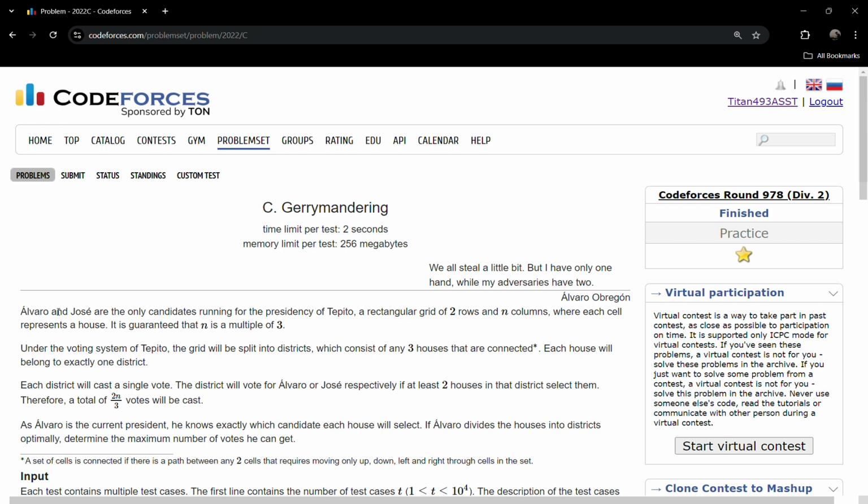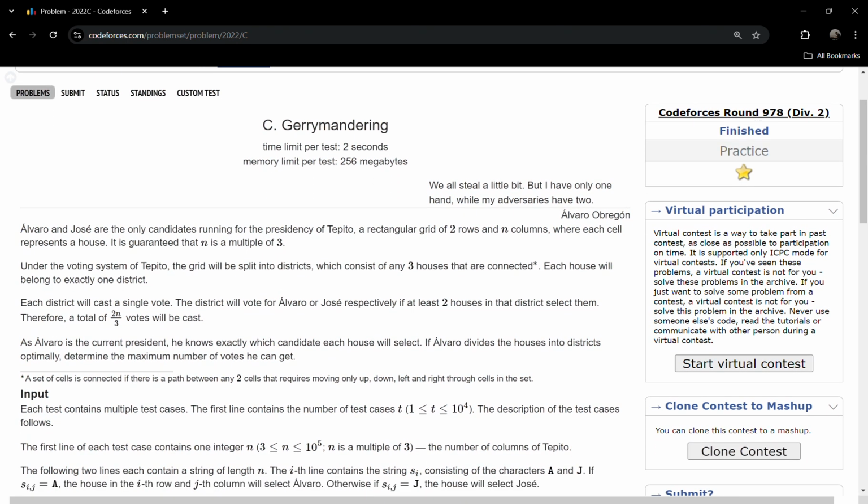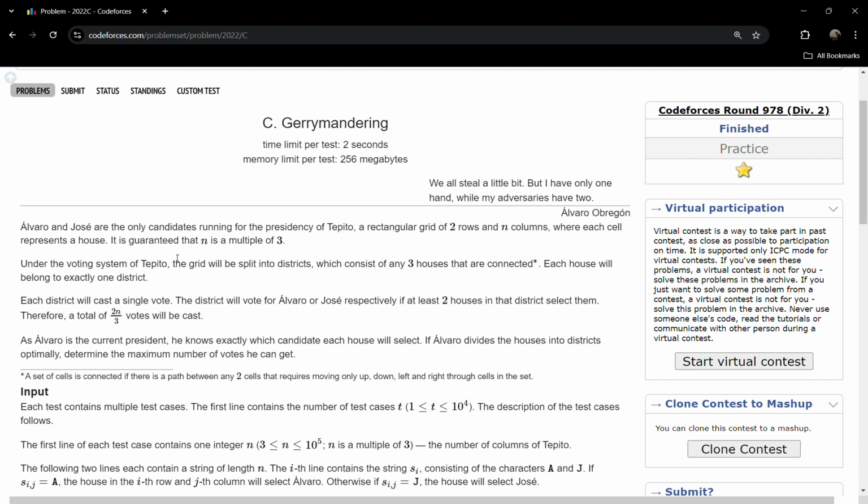Now, the question is: given that Alvaro and Jose are the only candidates running for the presidency of Tepito, a rectangular grid of 2 rows and n columns where each cell represents a house. It is guaranteed that n is a multiple of 3. Under the voting system of Tepito, the grid will be split into districts, each consisting of any 3 houses that are connected. Each house will belong to exactly one district, and each district will cast a single vote. The district will vote for Alvaro or Jose respectively if at least 2 houses in that district select them.